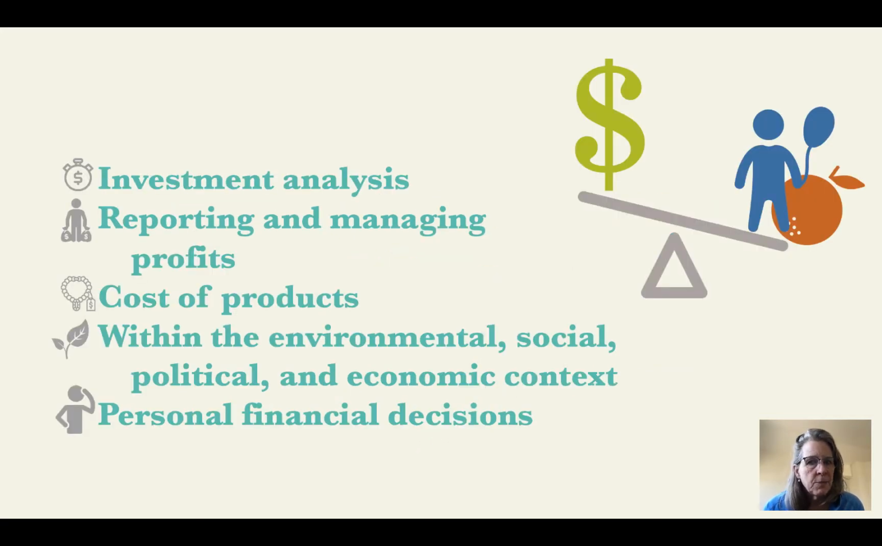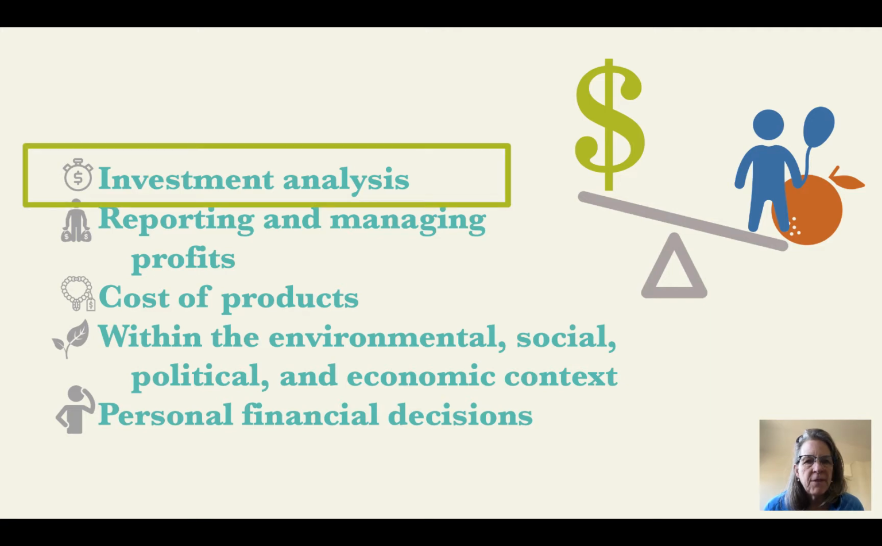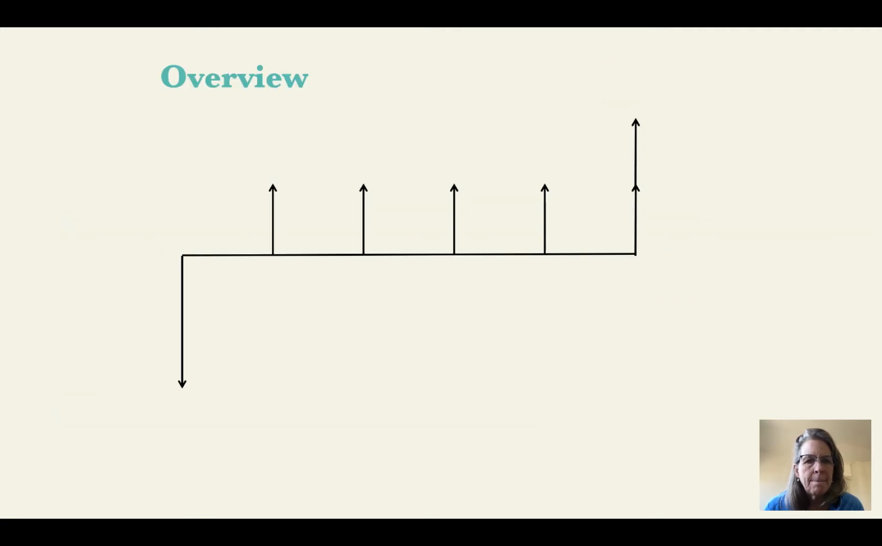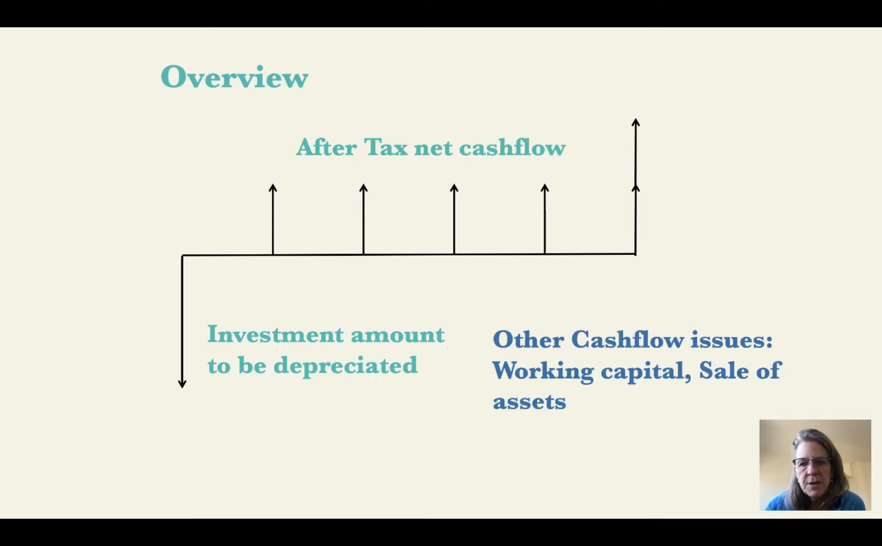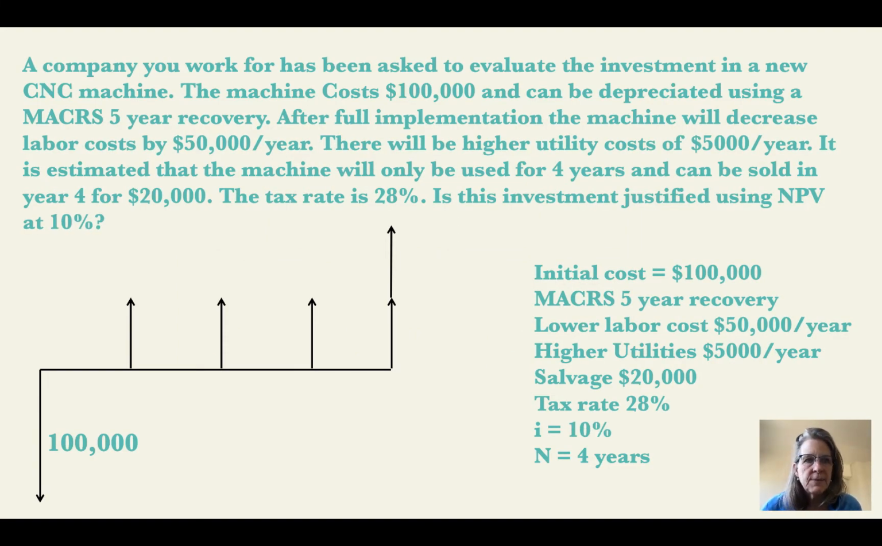There are 5 topics that we're covering in this class, and this particular topic falls under investment analysis. In an overview, when we're thinking about making an investment, we have an initial amount that we're investing that needs to be depreciated over time, and then we need to calculate the after-tax cash flow from that investment. Other things we need to think about are working capital, sale of assets, and particularly after-tax salvage value. In this video, we're talking about the after-tax salvage value, which another name for is gain on sale of assets. I'm going to illustrate this with an example.